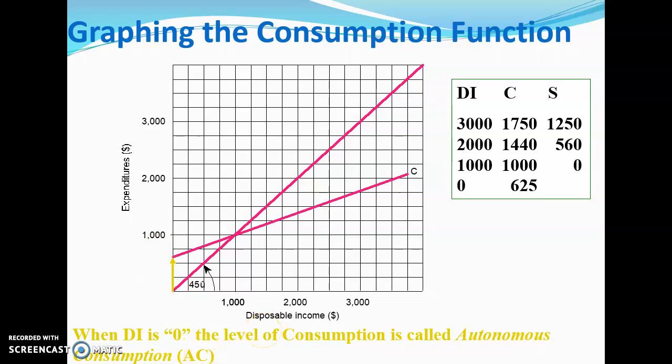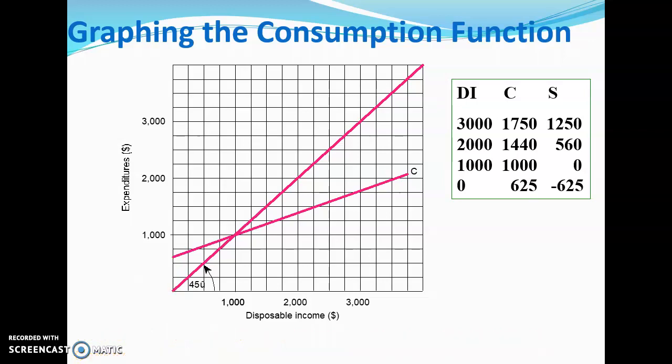You should remember that we divide our consumption into 2 parts, one is autonomous, another one is induced. The definition of autonomous consumption is that whenever your disposable income is equal to 0, whatever consumption you make is your autonomous consumption. And in terms of the graph, its value is always equal to the y-intercept. That's like this.